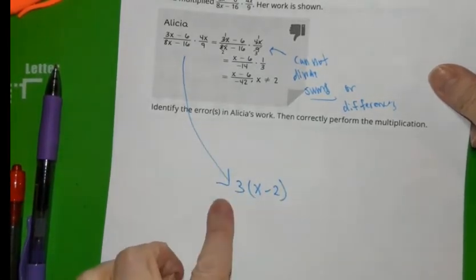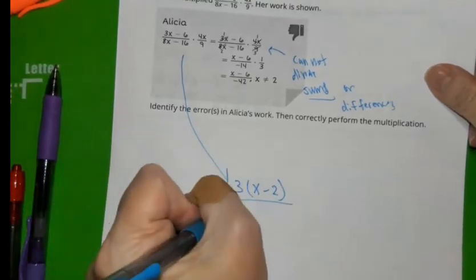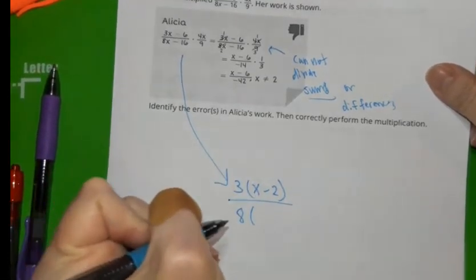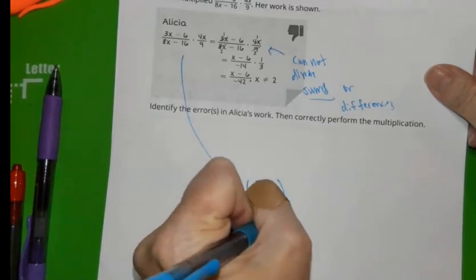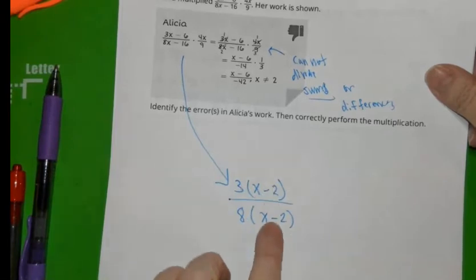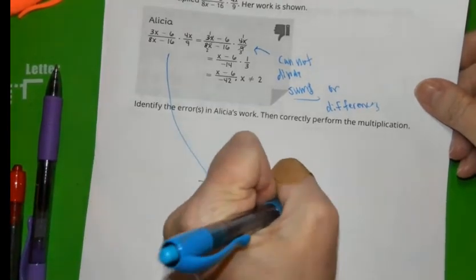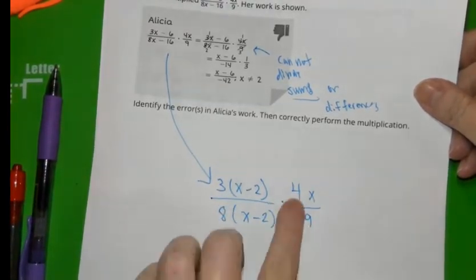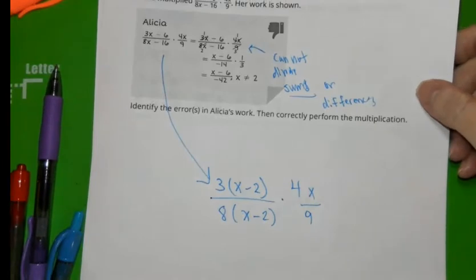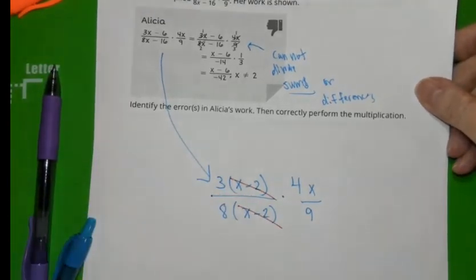So those are now multiplied. On the denominator, we have an 8x minus 16. Well, those have a common factor of 8. So we can factor out 8 times x minus 2. Now you have factors, so these are things that can be divided out. And then she has 4x over 9. Well, you can't really break down 4x and 9. So let's see what we can divide out. Now we can divide out common factors.